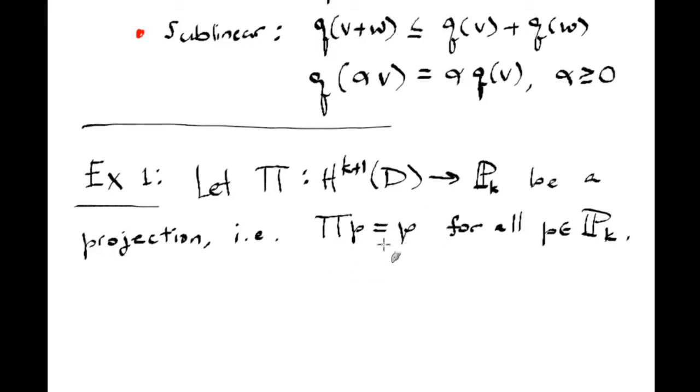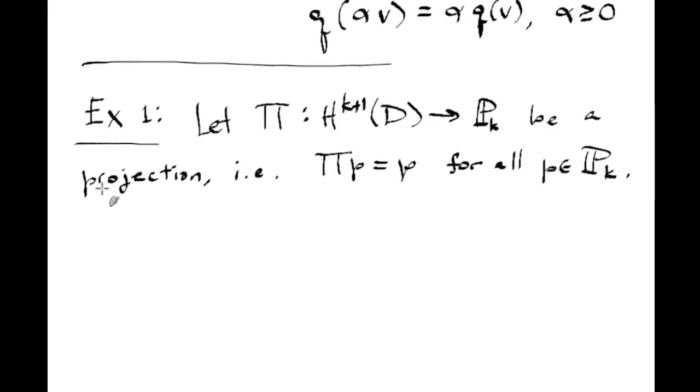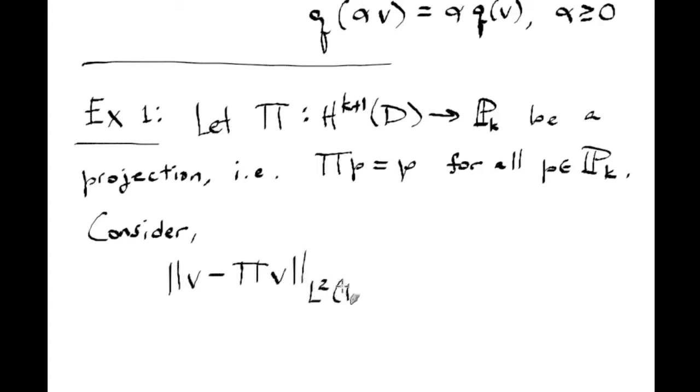So projecting a polynomial just gives you the same polynomial. The idea of projection shows up a lot in the finite element analysis. What you tend to look at is the error between a function and its projection, and we'll say in the L2 norm, we're going to measure the error here, for v in H^{k+1}(D).